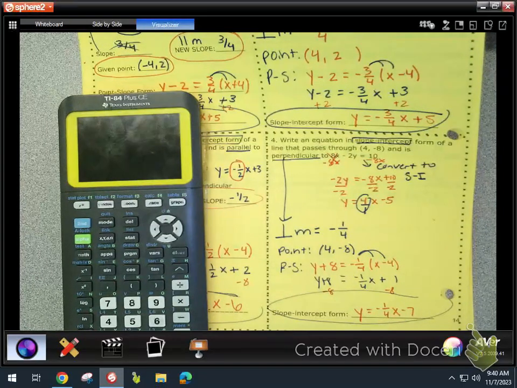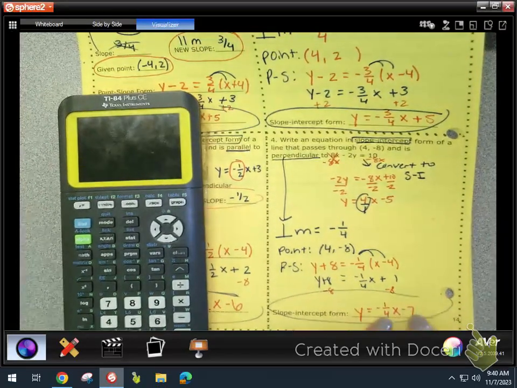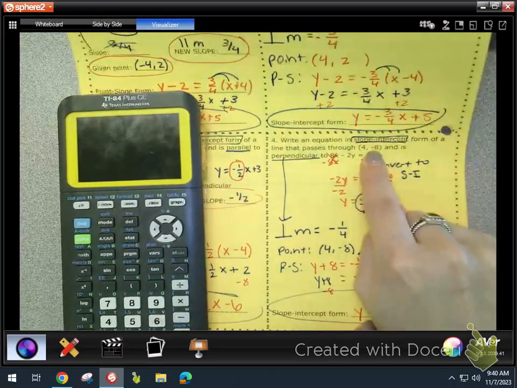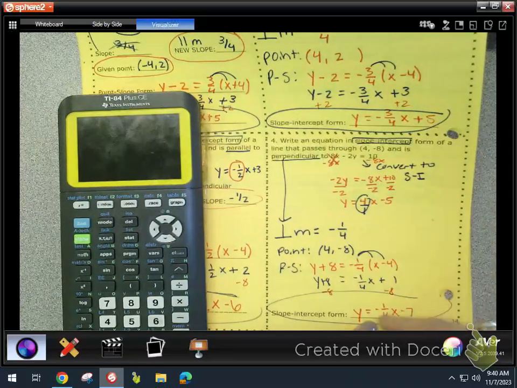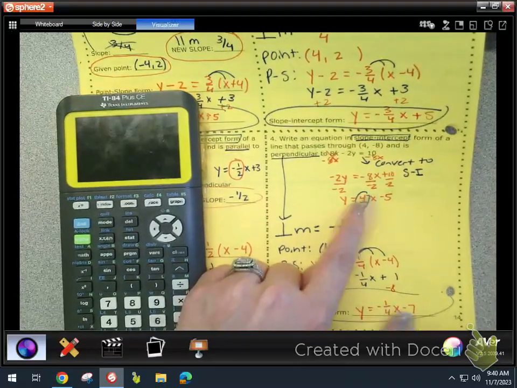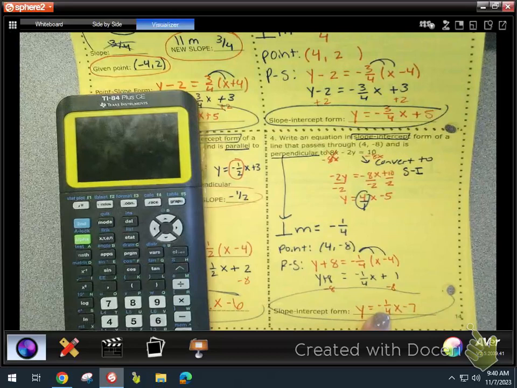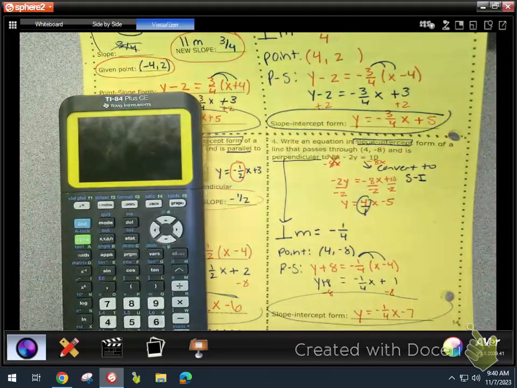And this word that I drew the arrow from, I would be circling that, underlining that, highlighting it, maybe even writing "flip and change" on your paper. Make sure, because if you don't get this right slope, this is not going to be right. Then I go to point slope form, then to slope intercept form, and I check it by putting my slope intercept form in y equals, checking for that point. But you've got to make sure those slopes are perpendicular of each other, flipped and changed. So this is the whole process of that.